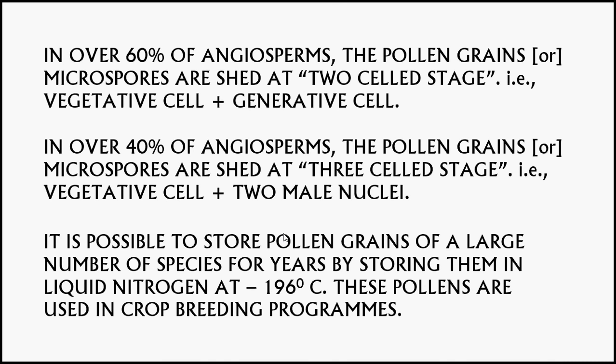It is possible to store pollen grains of a large number of species for years by storing them in liquid nitrogen at minus 196 degrees centigrade. This process is called cryopreservation. The pollen grains stored through cryopreservation are used in crop breeding programs.